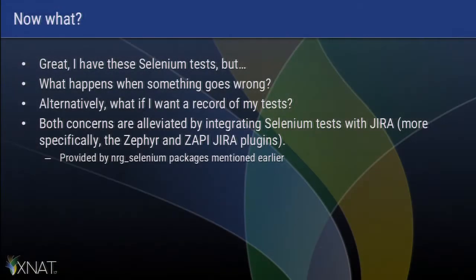You have to have the Zephyr plugin, which is a plugin that basically manages tests in Jira. It creates a different issue type called test where you can put in steps. And then you also need the ZAPI plugin, which is a plugin for Zephyr for Jira, which lets you interact with Zephyr with an API.